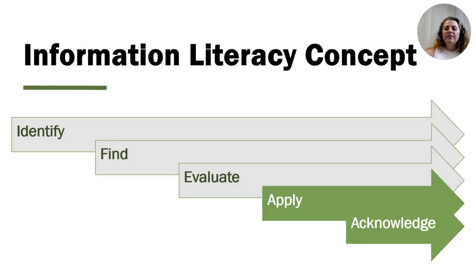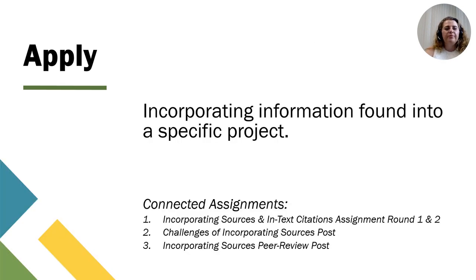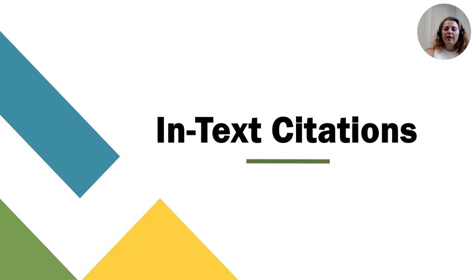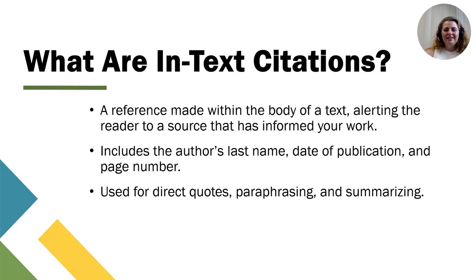So this week we are looking at the final two steps of information literacy, so applying and acknowledging. For applying, we are incorporating information found into a specific project, and for acknowledging, we're crediting that original source of information. So, in-text citations. What are in-text citations? These are a reference made within the body of a text alerting the reader to a source that has informed your work. This will include the author's last name, the date of publication, and the page number. This is used for direct quotes, paraphrasing, and summarization.